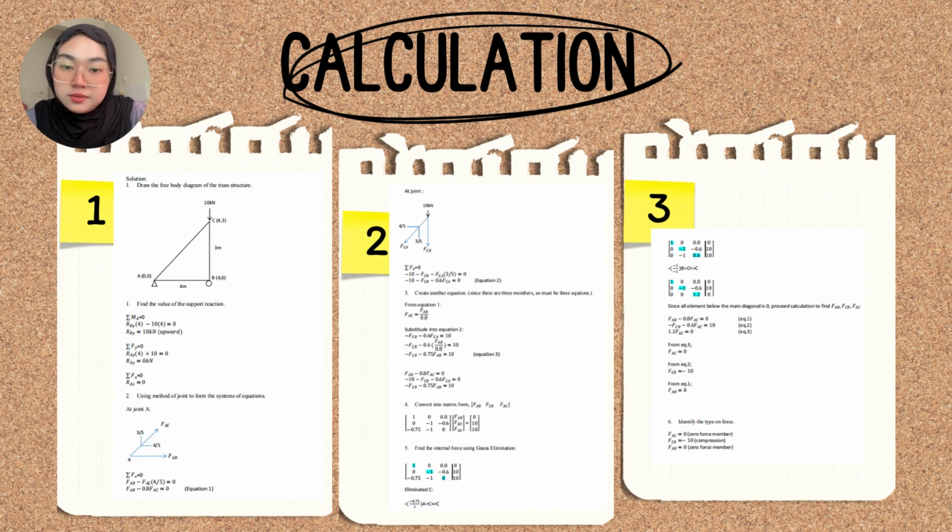After we get all the elements below the main diagonal as 0, we can proceed with the calculation to find FAB, FCB and FAC. In this case, we get FAC equal to 0, FCB equal to negative 10, and FAB equal to 0. Then we identify the type of each internal force. FAC equal to 0 means the member is a zero force member. FCB equal to negative 10 means the internal force is in compression. And FAB equal to 0 means it is a zero force member.